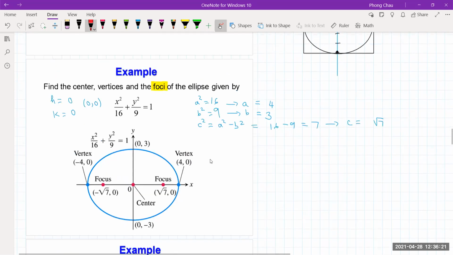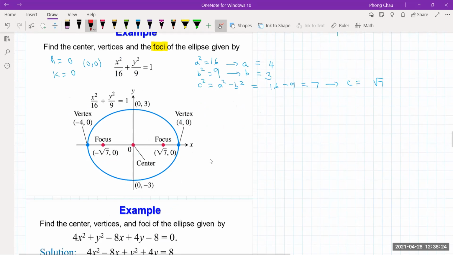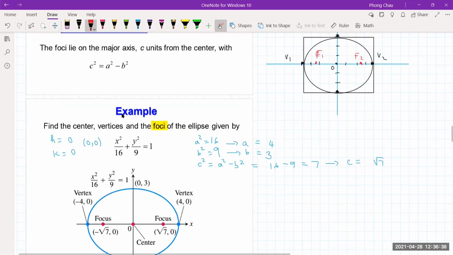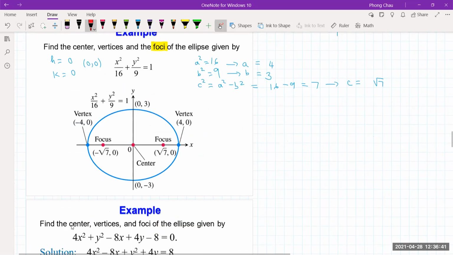Now, on the other hand, we might have an ellipse that's not written in the standard form, right? That one is easy. You really just put it in that form. But when you have an ellipse that is not in the standard form, say, find the center, vertices, and foci of the ellipse given by this general equation: x squared plus y squared minus 8x plus 4y minus 8 equals 0. Then our task is to rewrite this in the standard form.